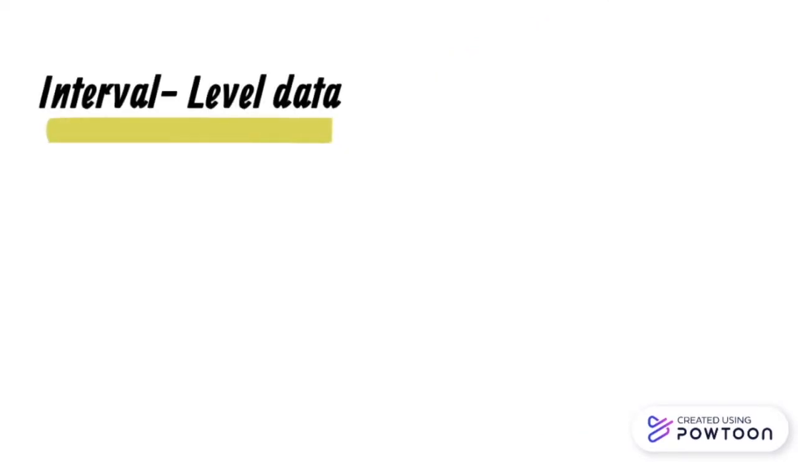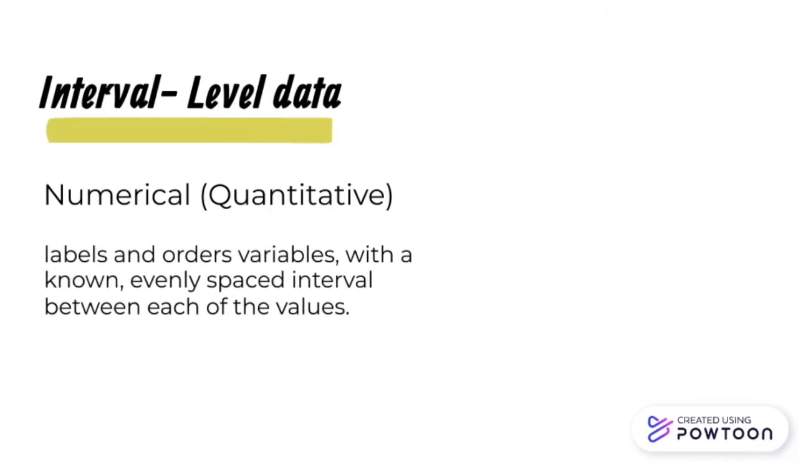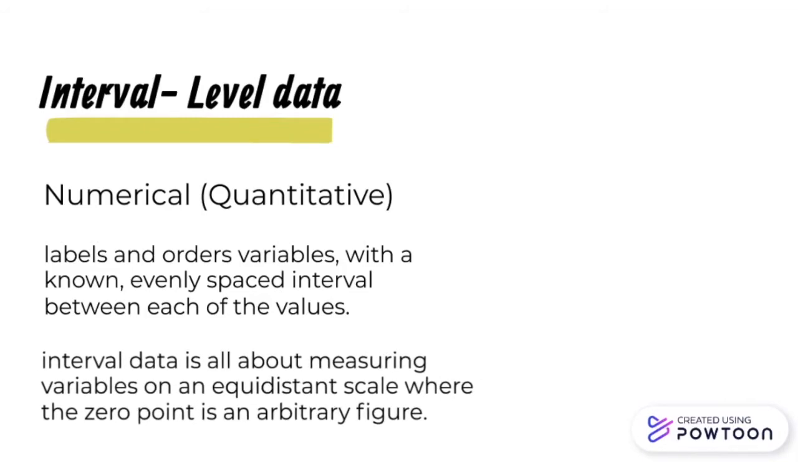Next is the interval level data. Interval data is a type of quantitative numerical data. A numerical scale which labels and orders variables with a known, evenly spaced interval between each of the values. Interval data is all about measuring variables on an equidistant scale, where the 0 point is an arbitrary figure.